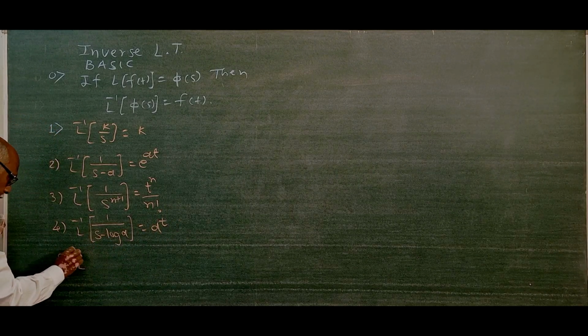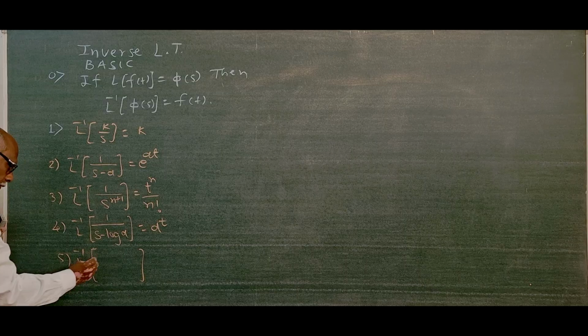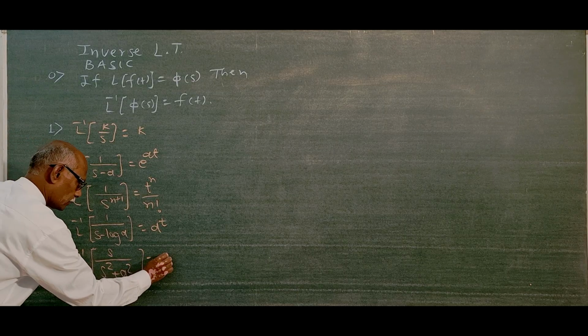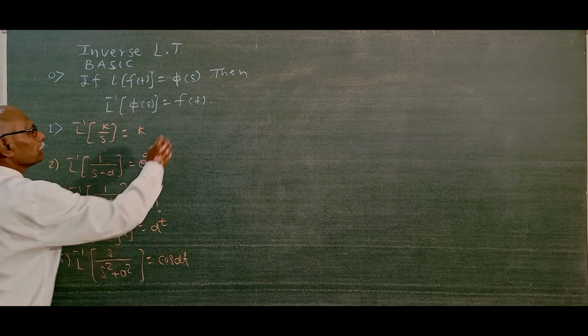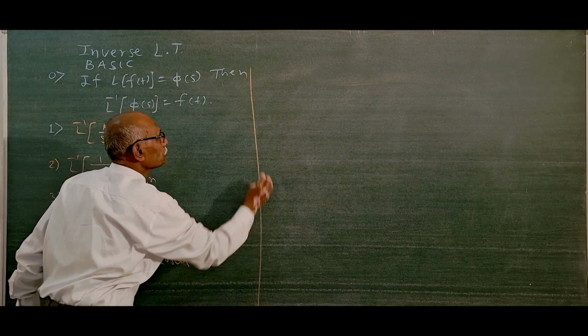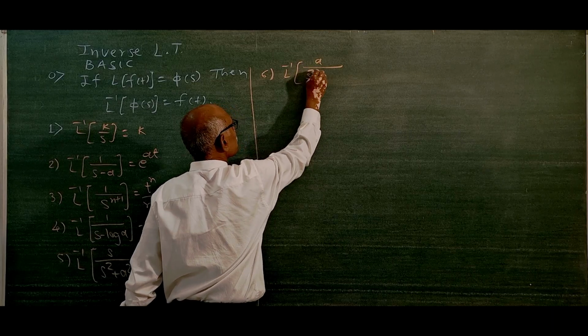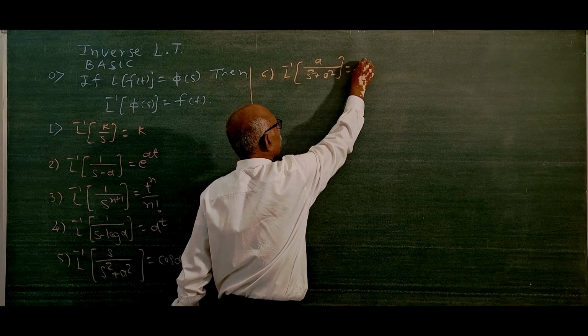Number 5, inverse Laplace of s divided by s square plus a square. This answer comes cos at. Okay. Number 6, inverse Laplace of a divided by a square plus a square. Then you have to write sin at.